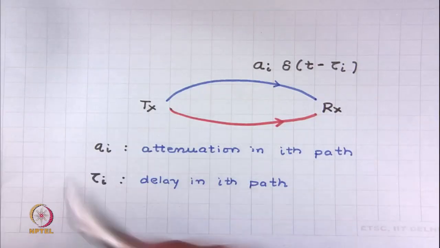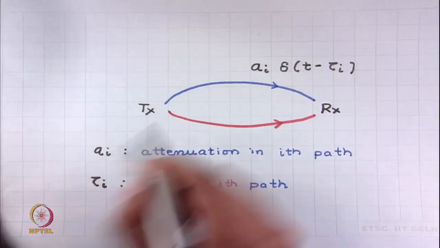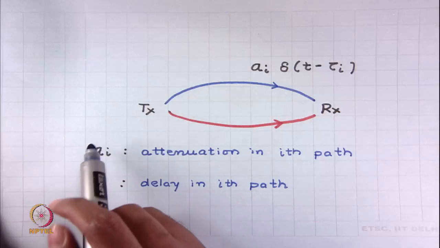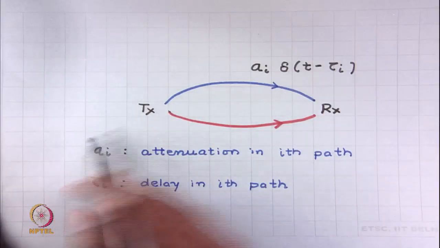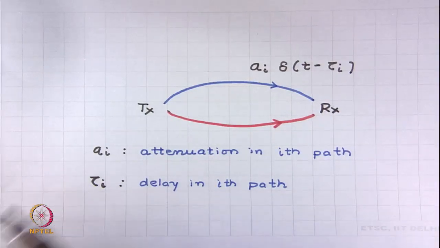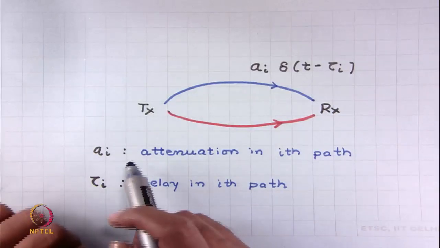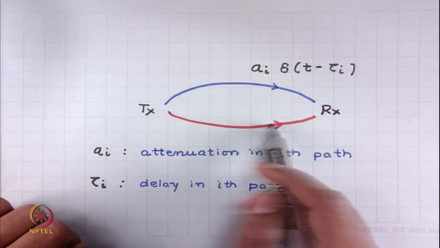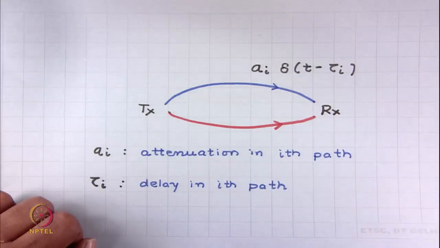Let us assume that we have a transmitter Tx and a receiver Rx. The transmitter transmits some signal and this signal is received by the receiver. But because this transmission happens through electromagnetic waves, this signal may take different paths to reach the receiver. Here I have shown two paths, but there would be infinite paths between transmitter and receiver.